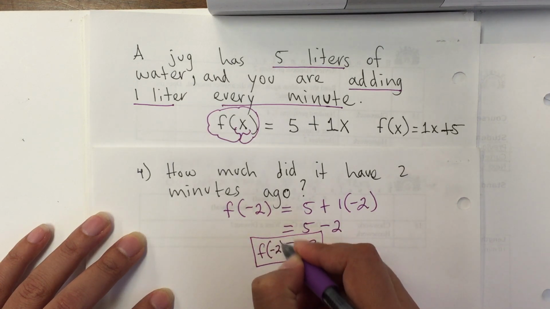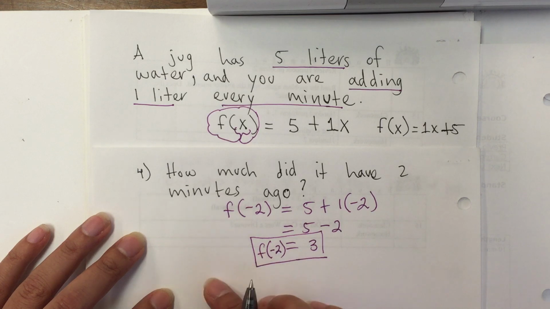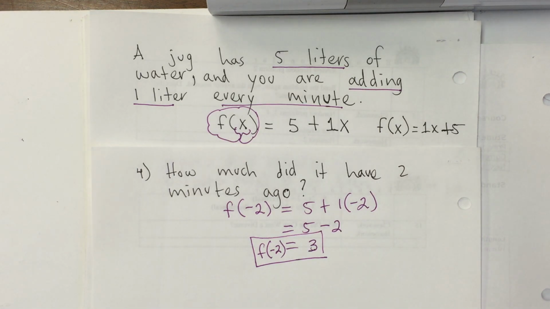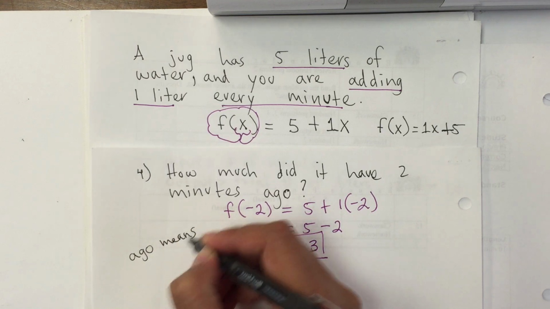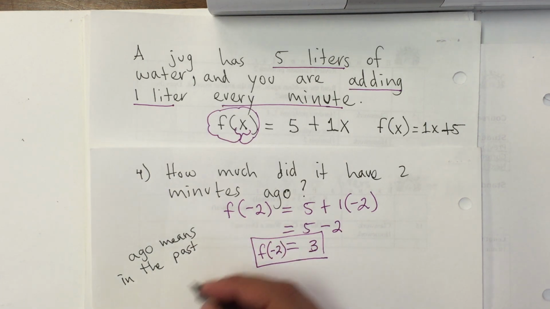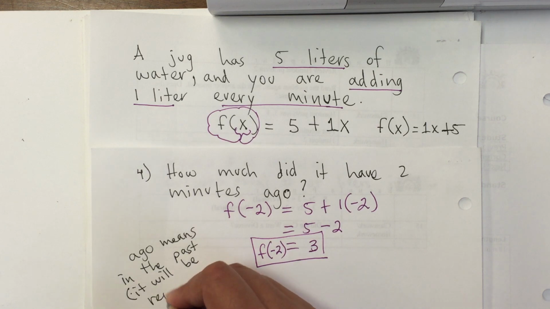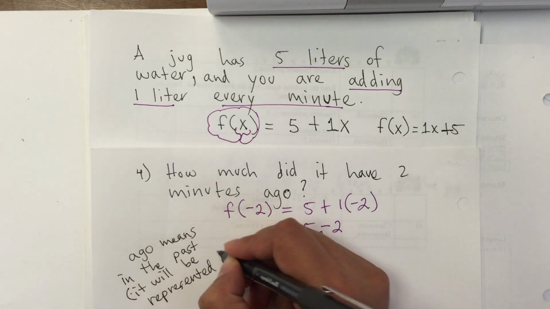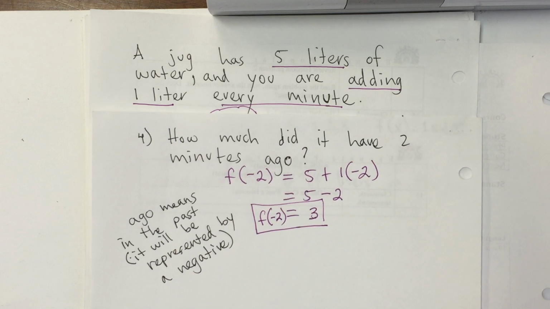It means that 2 minutes before I started, I'm going back in time, and I had only 3 liters. So I'm going to put a little note in here. Ago means in the past, and it will be represented by a negative number.